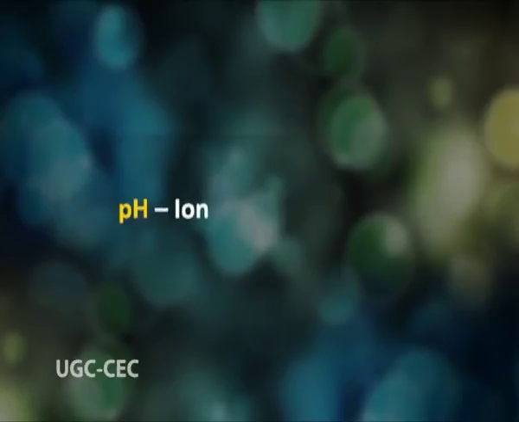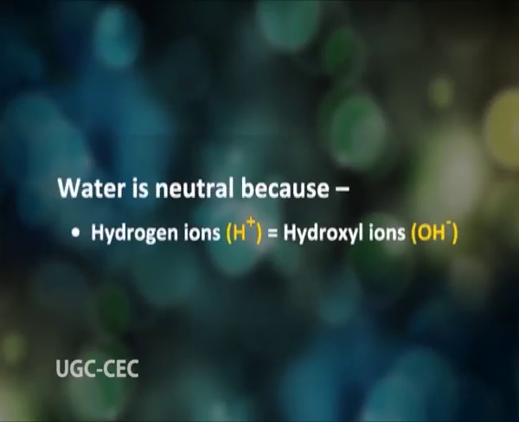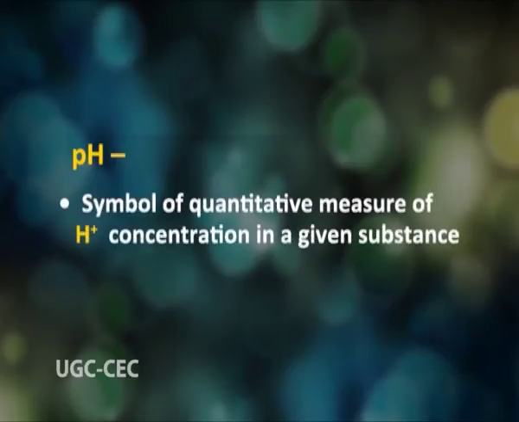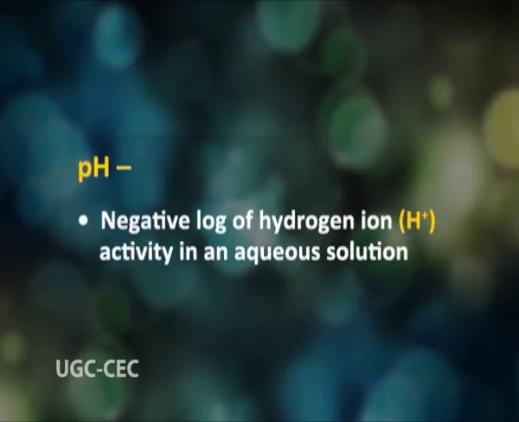The concept of pH is based on the ion product of water. Water is neutral because the concentrations of hydrogen and hydroxyl ions are equal. pH is a symbol used as quantitative measure of hydrogen ion concentration in a given substance. Using a strict chemical definition, pH is the negative log of hydrogen ion activity in an aqueous solution.